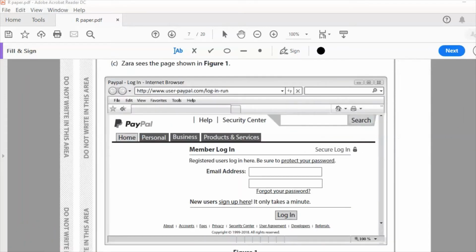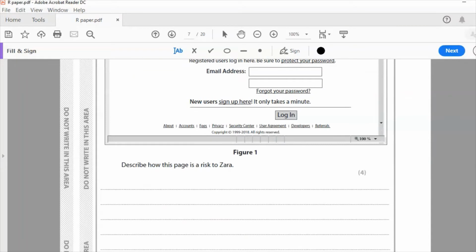2c. Zara sees the page shown in figure 1. So here we've got PayPal login, internet browser. Now, I've seen some students actually fill this stuff in, but don't do that, okay? It's not what it's asked you to do. You just need to look down and answer the question. And for 4 marks, I need to describe how this page is a risk to Zara.